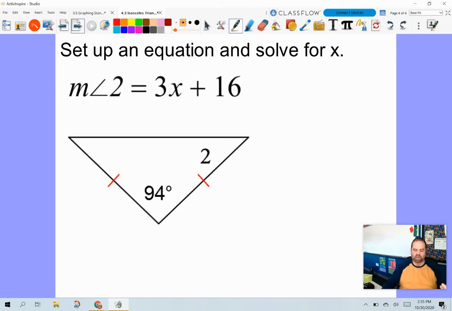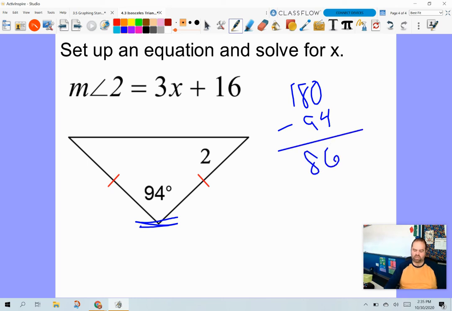Now this one's a little bit more complicated, and this is where I would want you and your partner to hash it out and figure out what's going on. You could do this one a couple of different ways. I'm going to show you how I would do it, how my brain works. I know that all three of these angles are going to have to add up to 180 degrees. And I know the one at the bottom here, the vertex angle, it's upside down, but those two angles are going to have to total 86 degrees.